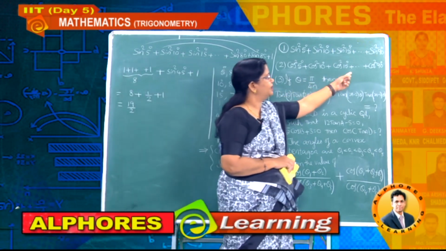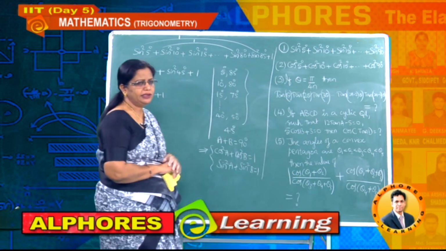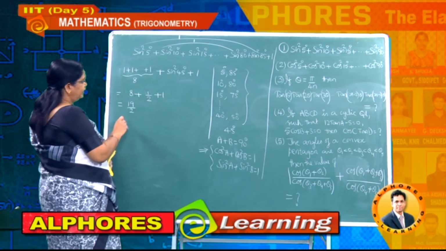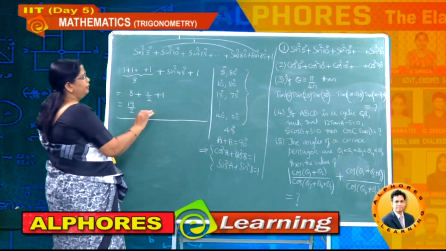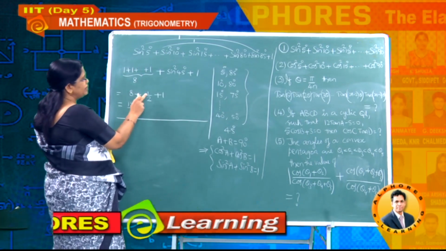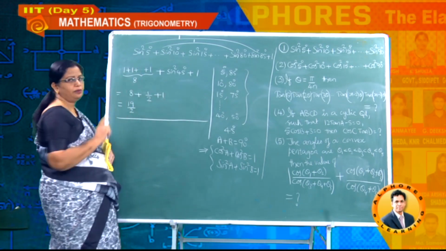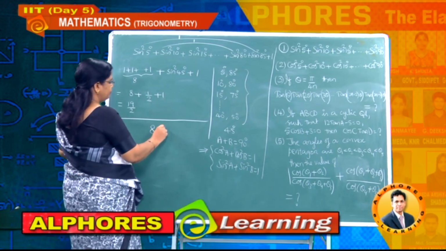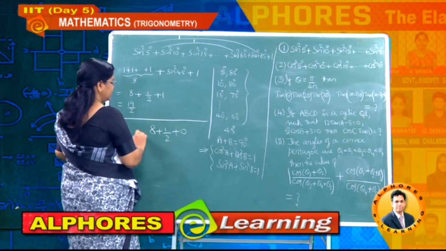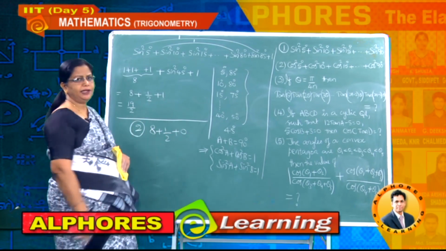What is this cos 90 degrees value? It is 0. That's why everything is the same, no change at all, same concept everything. The only change is here 8 plus 1 by 2. Here instead of 1, what you have to write? 0. So 8 plus 1 by 2 plus 0. This is the answer for our second problem.